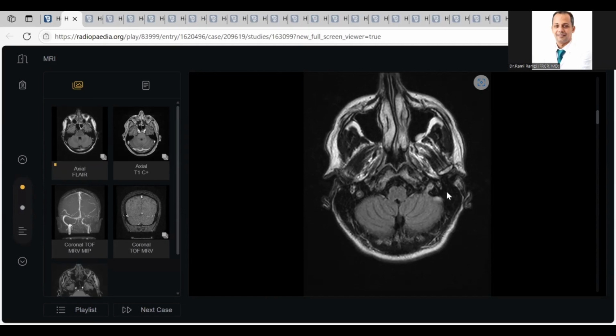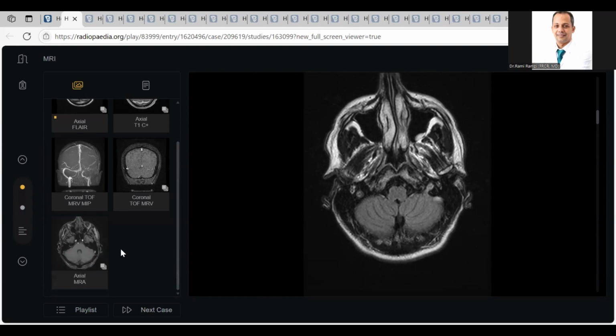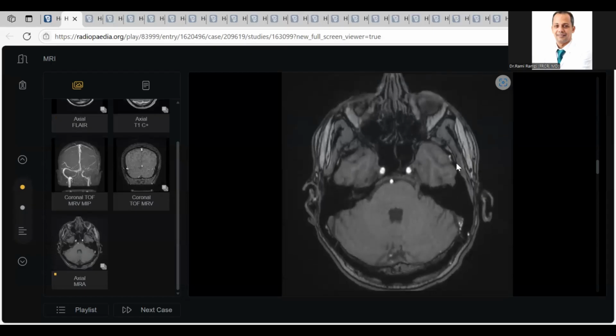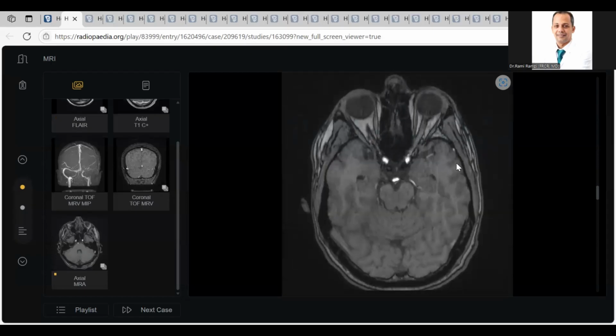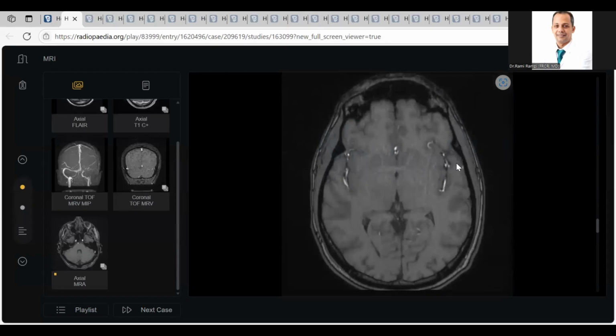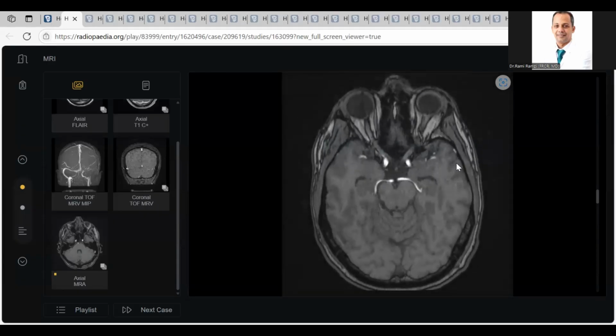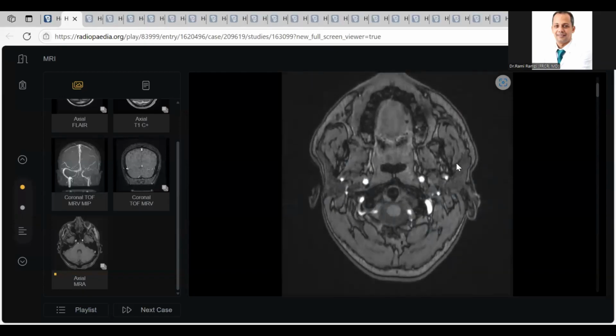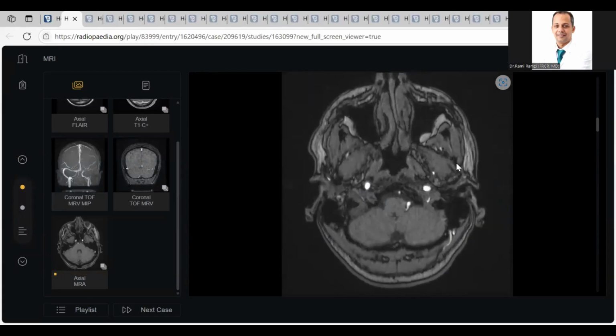I would like to see the contrast and DWI of this MRI for further evaluation, as well as I would like to see the angio if available. This is the angio. MRA or MRV? MRA, sir. Time is over. Okay, thank you.